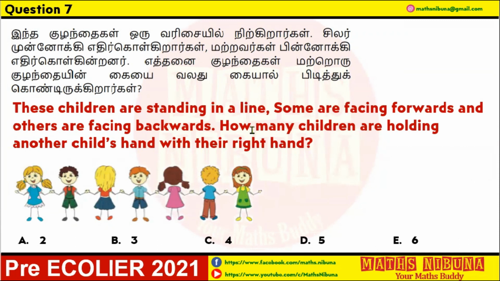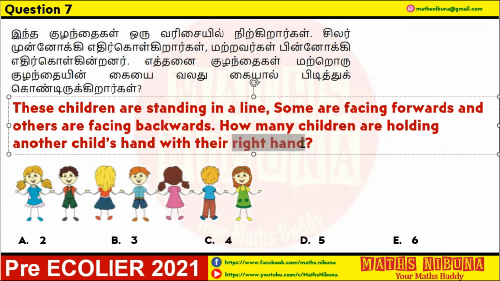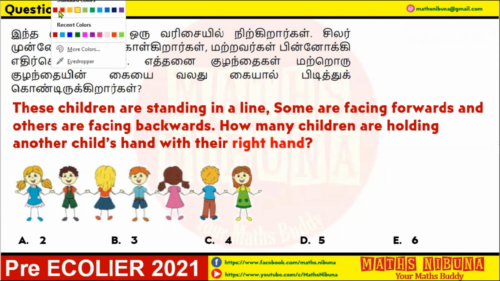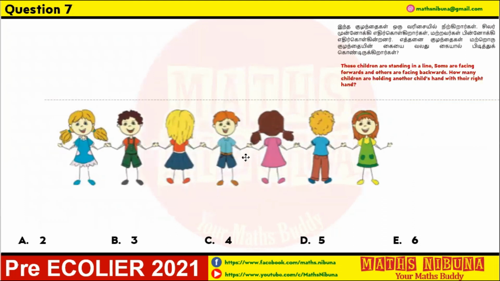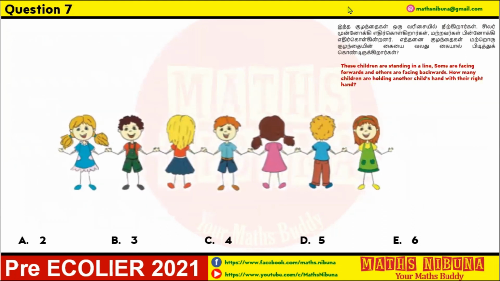How many children are holding another child's hand with their right hand? So we know that they're asking about the right hand. We just look deep into the picture. When we see this, let's say I say this is the right hand. Then when he is facing us, if this is the right hand, when he is facing at the back, for example for this girl, this will be the right hand.